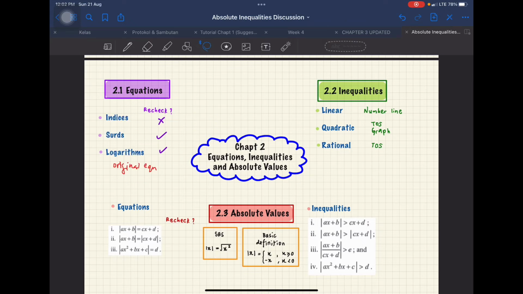Ya Allah, tergerak pula. Okay, tak apa. Awak faham sendiri. So, we need to recheck at original equation.